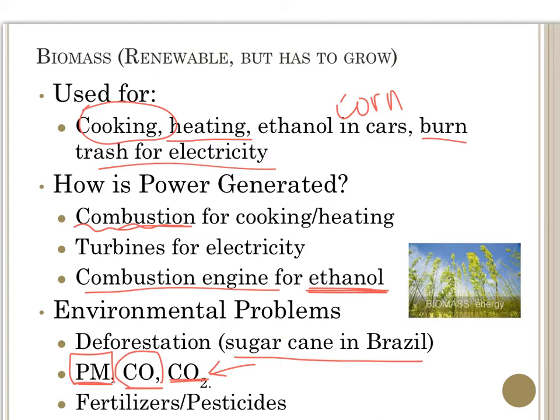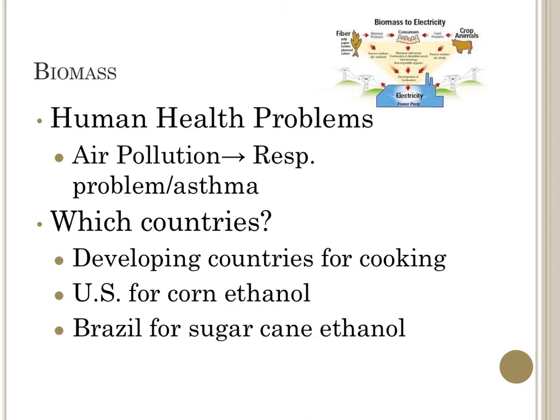And so there are problems, again, that you should go back and review for fertilizers. Too much fertilizer causes eutrophication. Some of the particularly toxic pesticides can cause brain delays in kids, and some of them are carcinogens. Human health problems: here are your respiratory problems such as asthma, and that really is mostly from burning wood for heat or for cooking. And again, here are our developing countries for cooking.